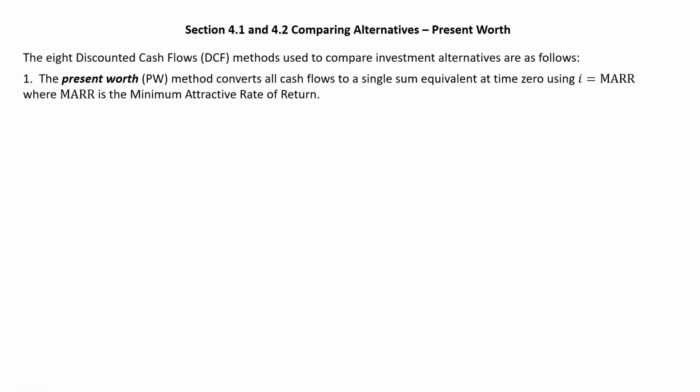The present worth method converts all cash flows to a single sum equivalent at time zero, right? Basically, finding the present worth, the net present value. One time we had done something like that. It's pretty much figuring out the net present value or the present worth of all the alternatives at t equals 0. And for this, we use an i value of minimum attractive rate of return. So this is sort of like the time value of money.